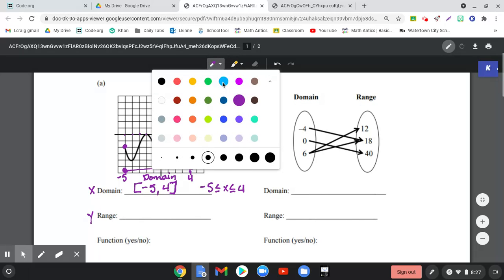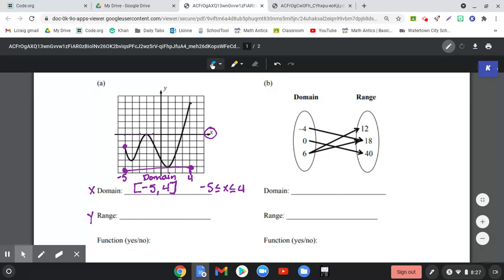All right, your range represents your y values, and our y values run up and down. So figure out the min, the absolute min, the very, very bottom of the graph. The lowest y value it gets to is -1, -2, -3, -4, -5. And the highest point that it gets to is up here. That's your max. And that's at 1, 2, 3, 4, 5. So your range goes from -5 up to 5.